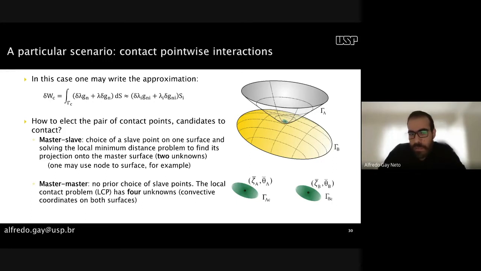That's the basic idea for the master-master method, where we do not have a priori any slave point. So the big difference between master-slave and master-master is the neighbor's choice. In the master-slave technique, we pick at the beginning one material point and try to find its neighbor in the other body. In the master-master scheme, this is not the case. We do not know any one of the neighbors at the beginning. We try to find directly, mathematically, by the local contact problems, which are the more prone neighbors that we would like to have contact, instead of choosing a priori one of the neighbors.